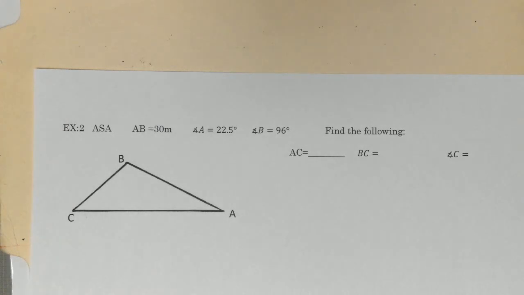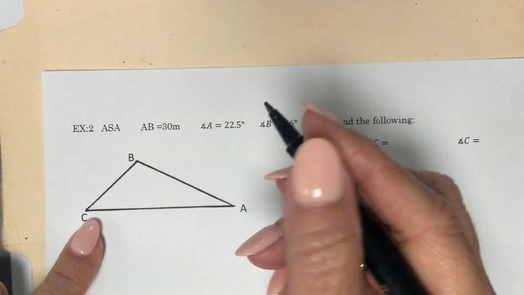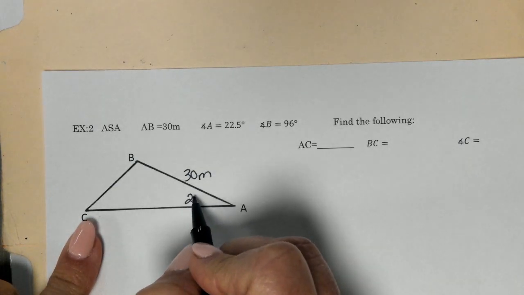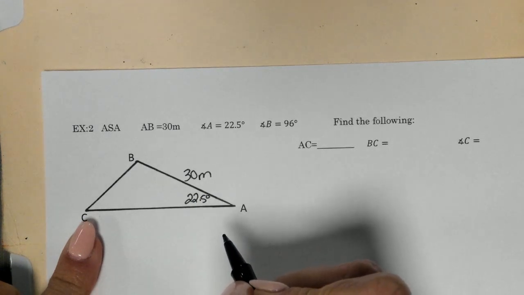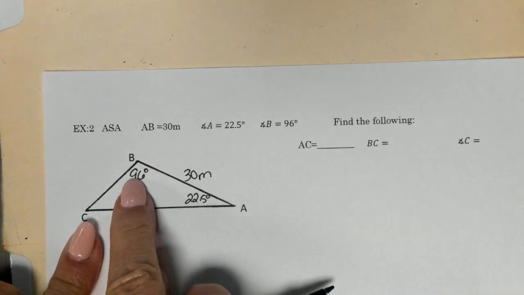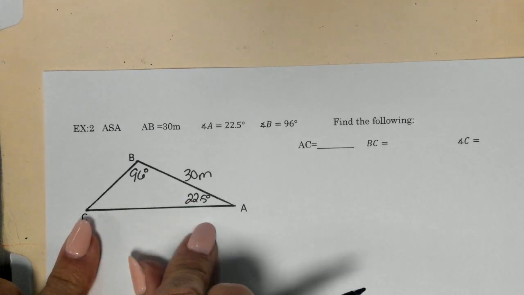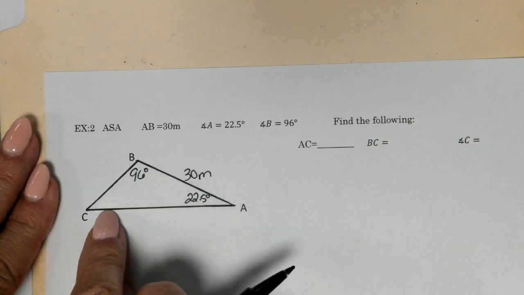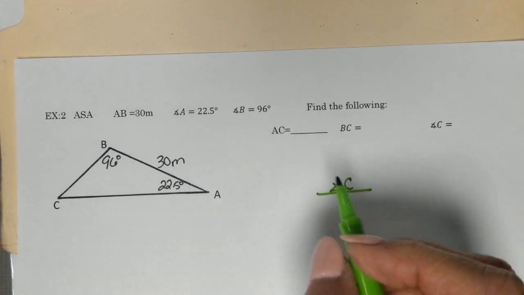We've been given the information that we have. AB has a length of 30 meters. Angle A is 22.5 degrees. And angle B is 96 degrees. So as you can see, this follows the angle, side, angle pattern. And we're going to solve for the rest of this triangle. Very easy. We've got two angles. Subtract from 180. We'll get angle C. So we'll do that one first. Get the easy one out of the way.